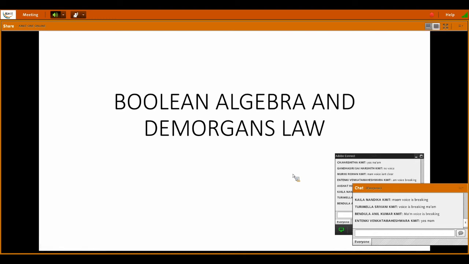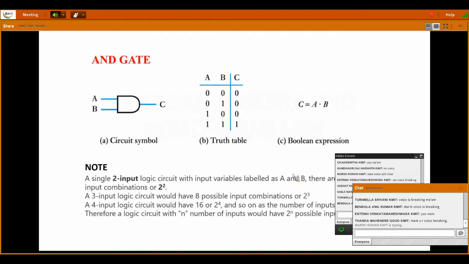So today we will start our Boolean algebra and De Morgan's law. Before that, I'll give a 5 to 10 minute overview on the gates that we are using. Okay. So already we have discussed this.